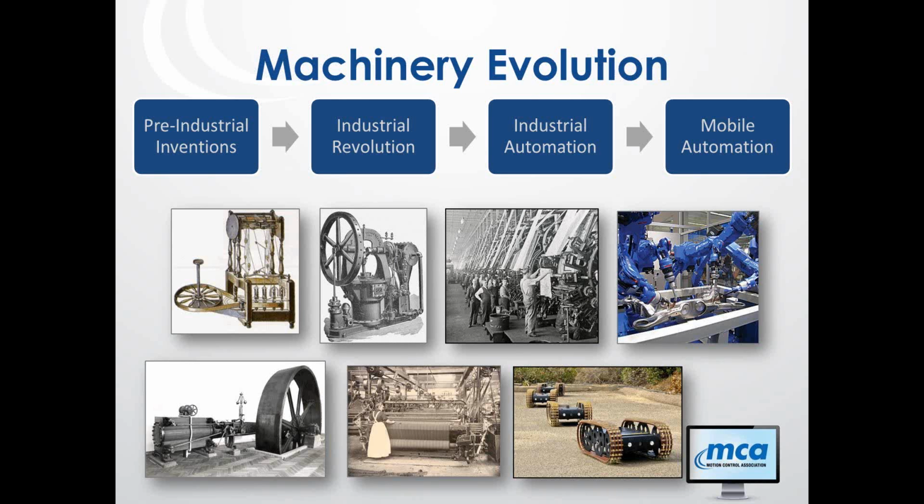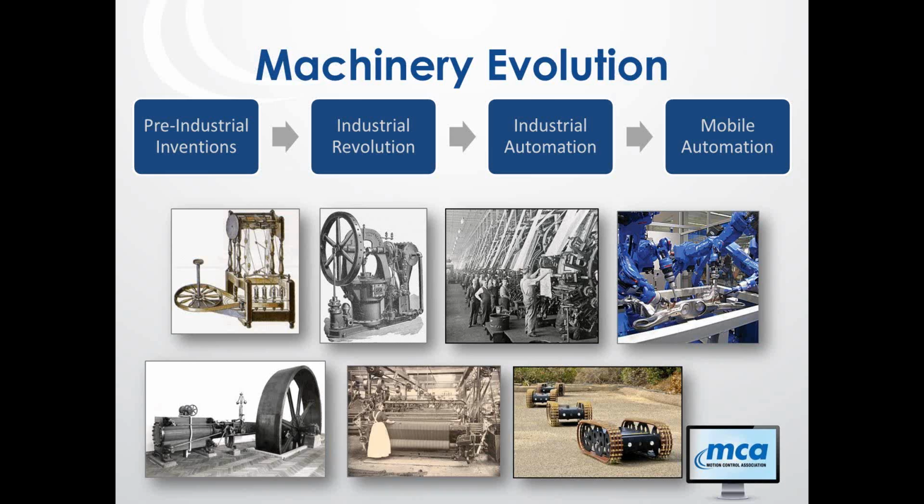Let's step back a little bit before we get to mobile automation and look at the evolution of machines. It really started out with people trying to make tasks easier or more efficient, and that started out with hammers and chisels, simple tools of that nature. Even a water-powered mill to grind grain was a pre-industrial machine, or a tool trying to make tasks easier for human labor.